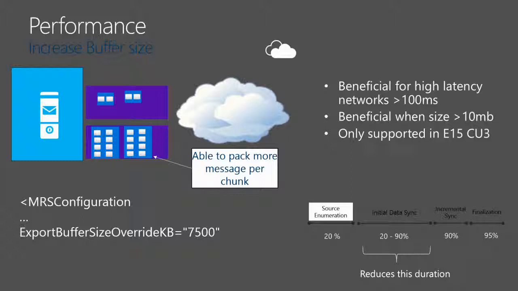This works better for larger mailboxes, say greater than 10 MB, and is only supported in CU3 Plus and E15. The diagram on the right shows that the most benefit you get is during the initial sync phase, not during enumeration, and typically not during finalization and incremental sync, provided there's not a big churn. We've seen good performance gains by increasing this chunk size, anywhere between 30 to 40%. So please try this if you have a 2013 proxy install on-premise. This is a good way to increase your throughput.